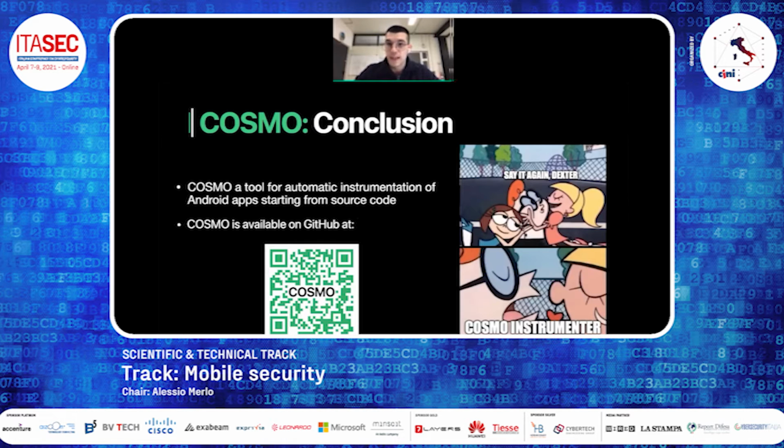To conclude, I've presented COSMO, the first fully automated Android app instrumenter that works both on source code or on APKs. It is compatible with both Java and Kotlin. And COSMO is available as an open source project on GitHub, by following the QR code in the figure.